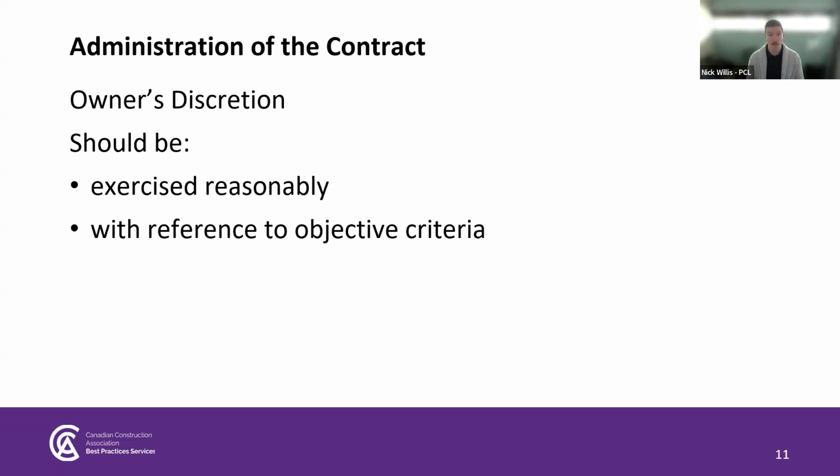So ultimately, the main point here is that owners should be held to the same reasonable and timely standards as contractors when exercising discretion. While this may seem less important when you have a good relationship with an owner, it's always important to keep in mind that things can change.